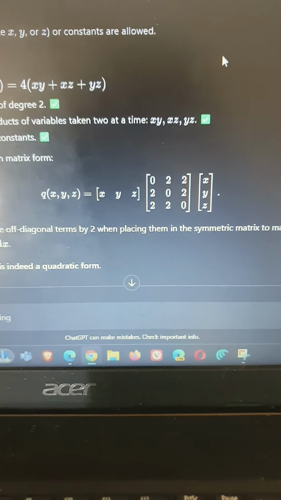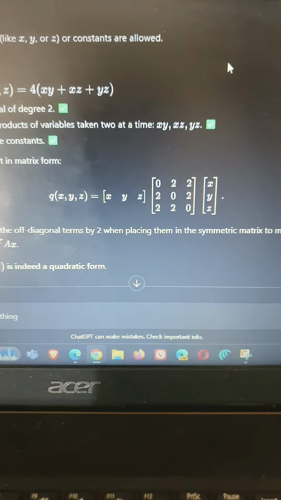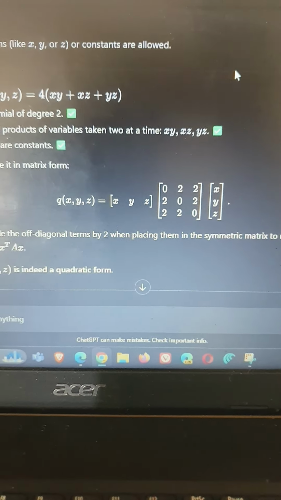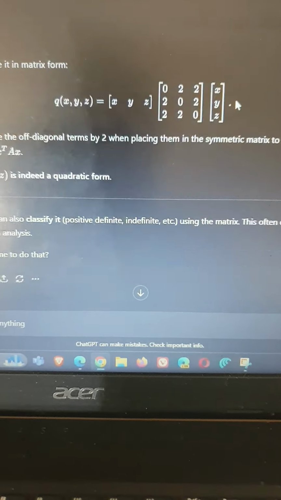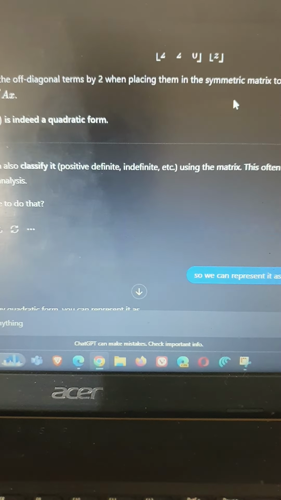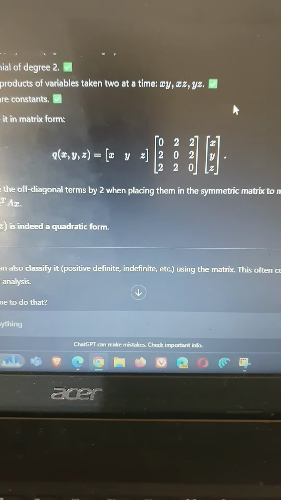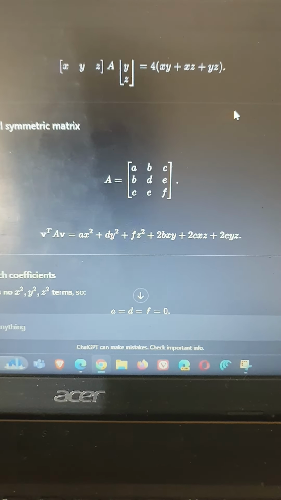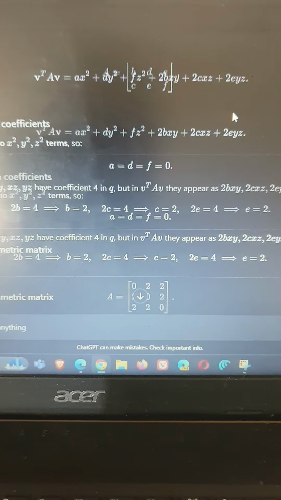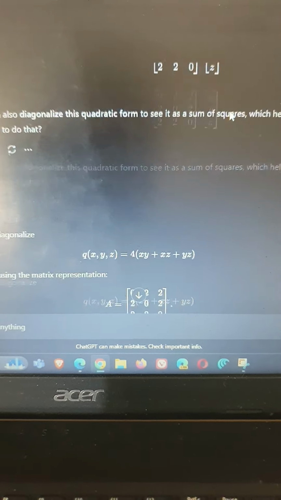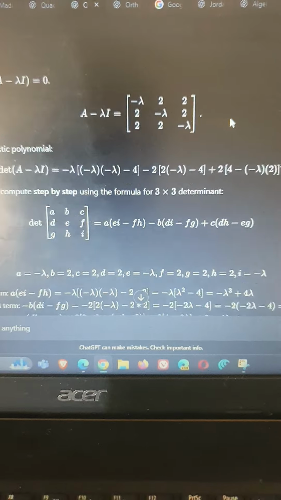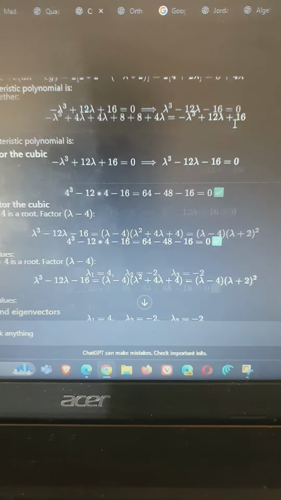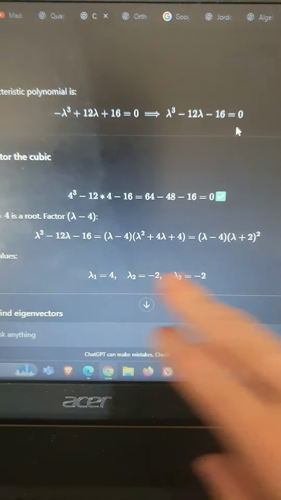Now to get the quadratic form to a representation as a sum of squares, we will diagonalize this. Now we can diagonalize this because this is a symmetric matrix, and every symmetric matrix is unitarily diagonalizable. So let's find the eigenvalues. You can see here that we will find the eigenvalues. Here they are, and the eigenvalues are these ones.